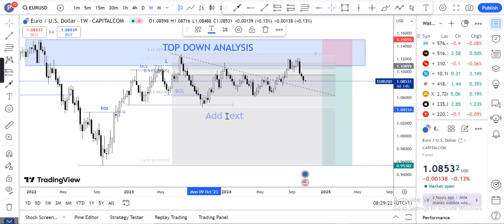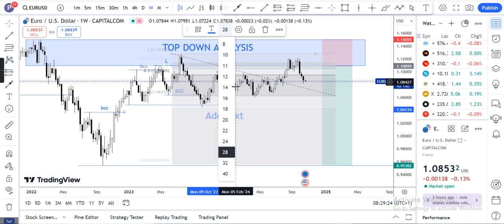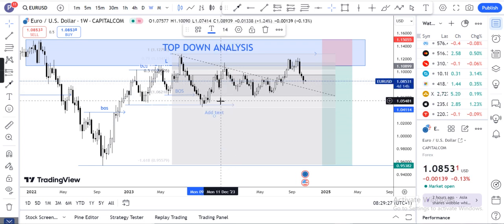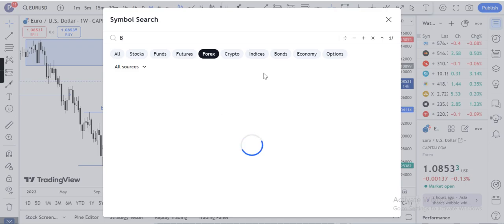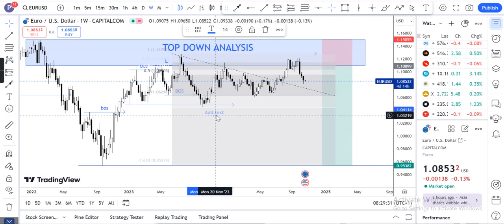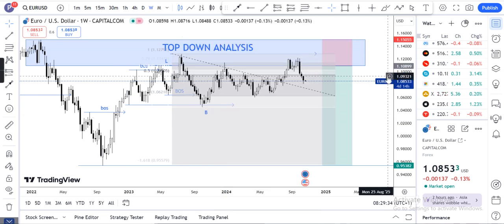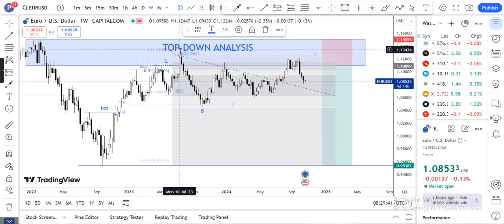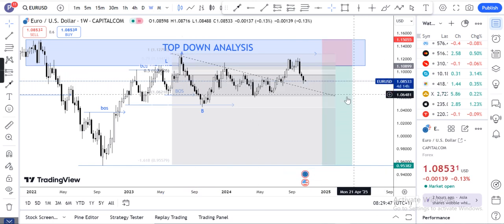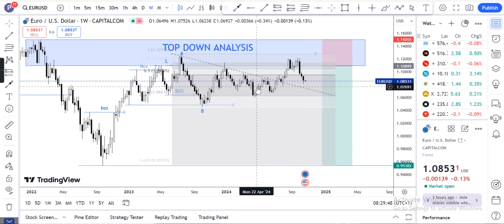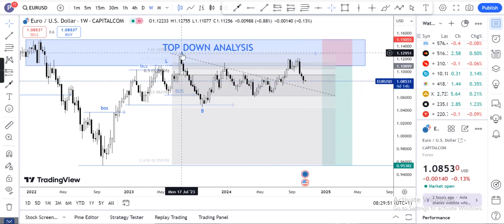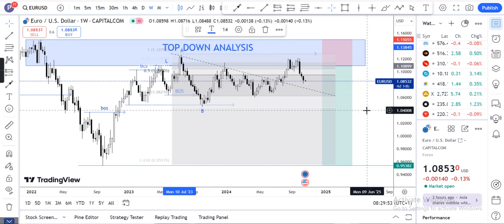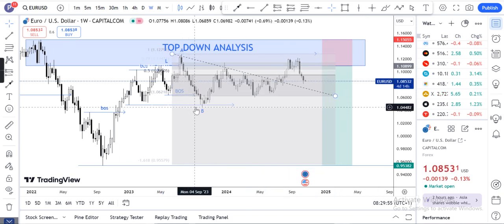So this is now our point. Okay, so let me adjust it to the smaller time frame, 14. So this is our level B. This is our point B. So this is our point A. So now this is our level B, and so this is our point A and point B level.